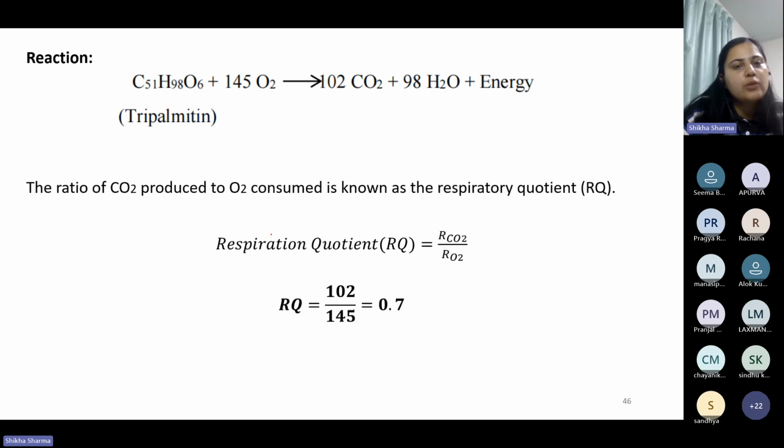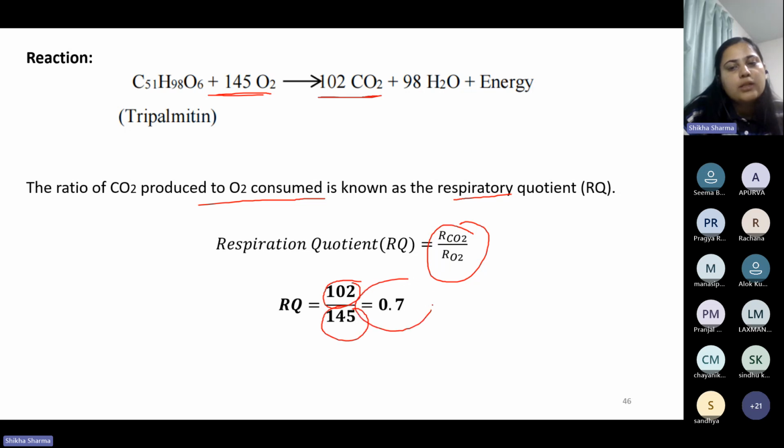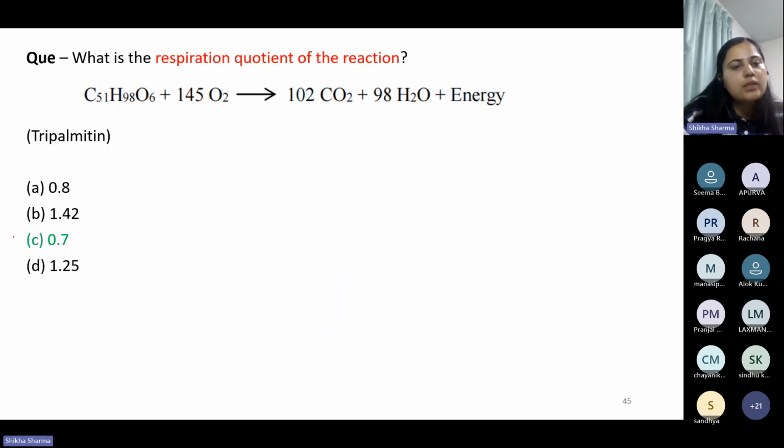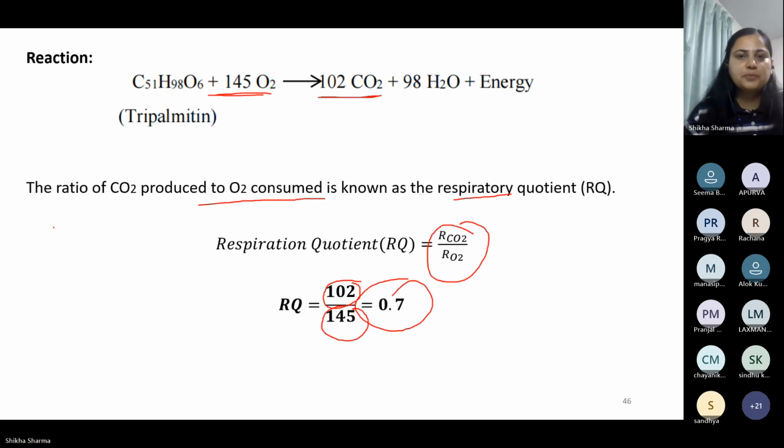So the ratio of CO2 produced to O2 consumed is our respiration quotient. RQ is equal to RCO2 divided by RO2. So CO2 is 102 divided by O2, which is 145. 102 divided by 145 is 0.7. So option C is correct. Both of you are correct. Good job. Is it clear to all? Can we move to the next question? Yes, ma'am.